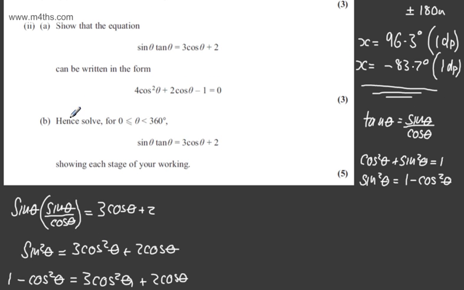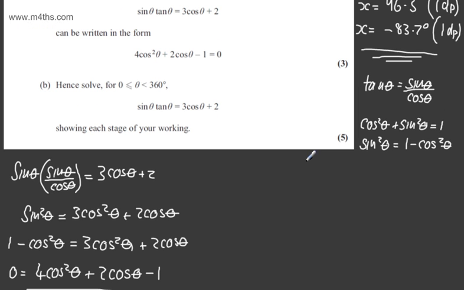In part B, it says, hence solve for theta between 0 and 360 degrees, sine theta tan theta is equal to 3 cos theta plus 2, showing each stage of your working. The question carries 5 marks. We can use 4 cos squared theta plus 2 cos theta minus 1 is equal to 0 instead of this equation right here. So what I'm going to do is write this out.